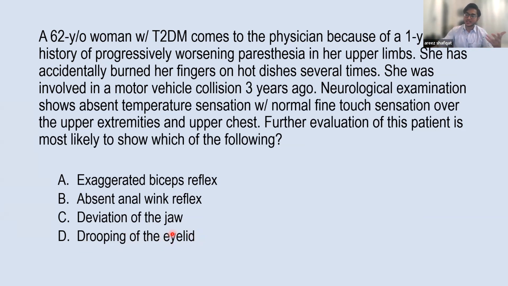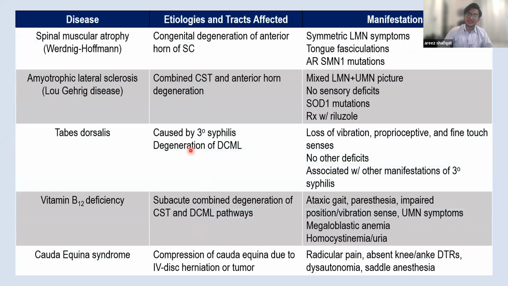which manifests with drooping of the eyelid, right? Ptosis, and it will also cause miosis, and it will also cause anhidrosis, right? So I just made this table for you guys as a summary of all the spinal cord syndromes. The first one you should know about is spinal muscular atrophy.